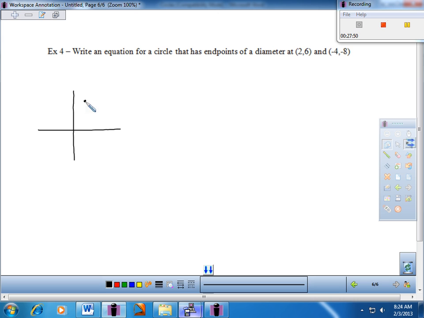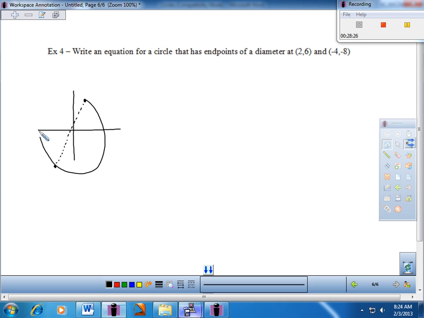Here's 2, 6, right? Give or take. There is 1 point on the diameter, okay? And then negative 4, negative 8, so that's somewhere down here, give or take. And that's the other endpoint of a diameter, so I'm going to go ahead and sketch that diameter in. Might look something like that. Again, doesn't have to be perfect. Now here's where it's going to get a little ugly. I'm going to try to draw the circle here, and I'm kind of scared to do that, but I'm going to try. Maybe you should have sort of drawn the circle first, but whatever.